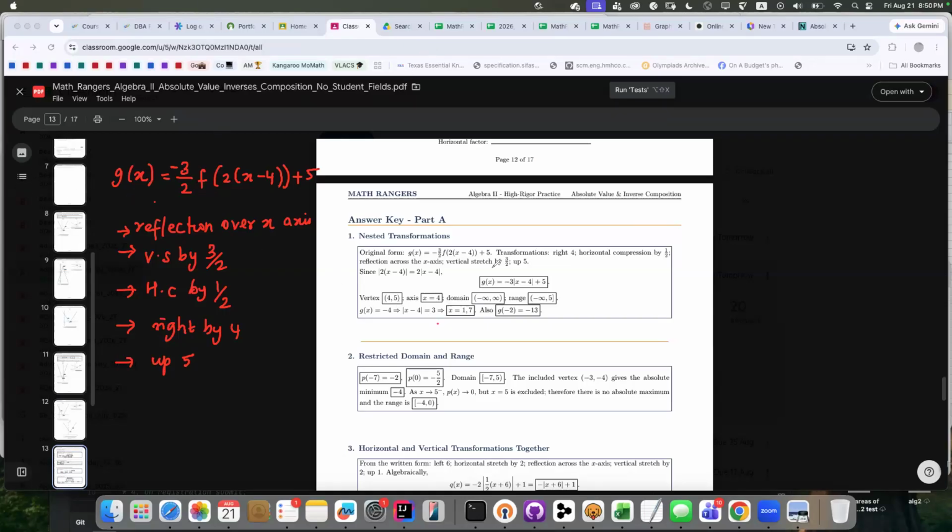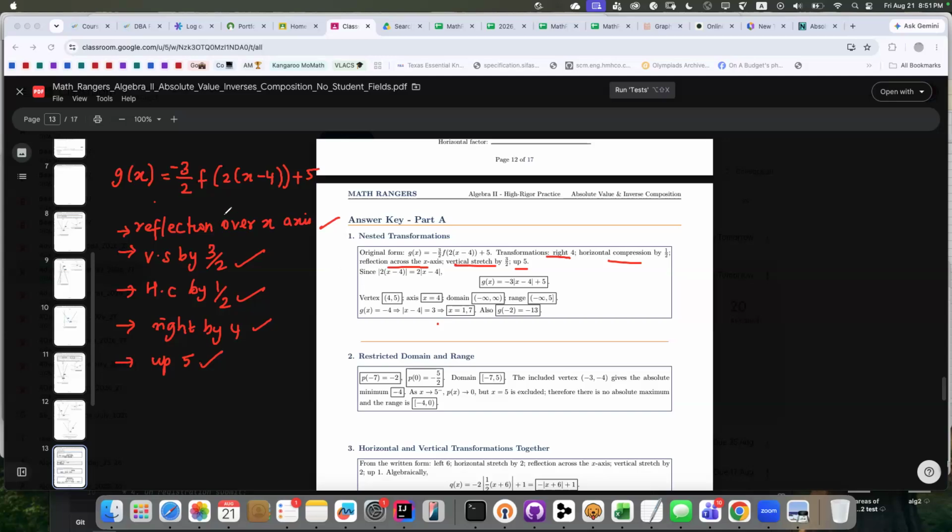Now let's go over your answers. Right 4, that's correct. Horizontal compression by half. Vertical stretch by 3 by 2, reflection on the x-axis, up 5. What I hate about this answer is it's not in order. Please don't change the order. Always reflection, stretch or compression, then translation. Otherwise, it's very confusing. Reflections come first, then stretch or compression, whether vertical or horizontal, you can change that, but then translation. Now everything is right here. Then what else?